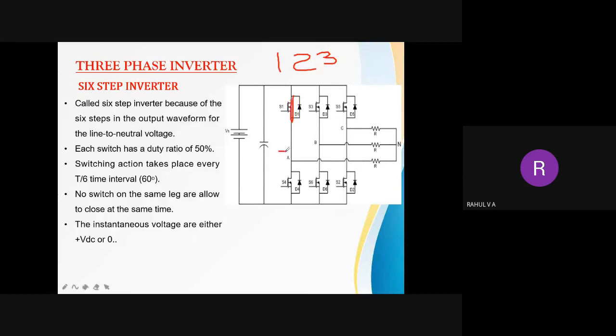A is positive. B is positive, since 3 is switched on. C is negative, since 2 is switched on. So what will be VAB? 0. VAB voltage is 0. The potential difference between A and B is 0, as both are at the same potential. Now VBC is plus Vs. And VCA.